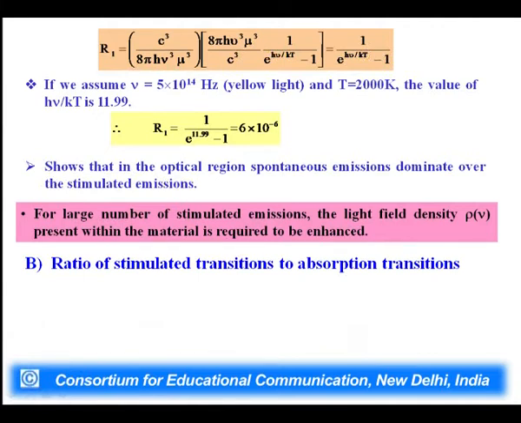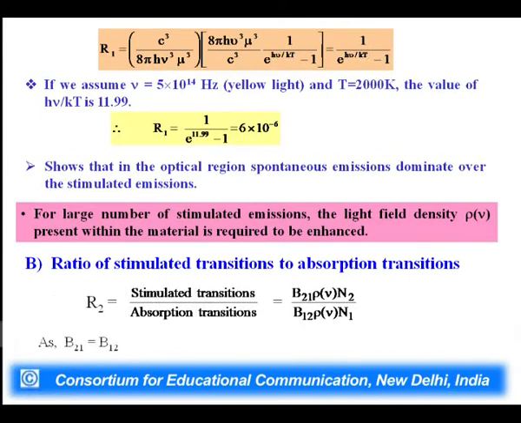Hence, the ratio of the stimulated transition to the absorption transition is defined by R2. Here we define the stimulated transition divided by the absorption transition by the equation B21 rho nu N2 divided by B12 rho nu N1. N1 and N2 are the populations of the two states. As we know, B21 is equal to B12, so we can write R2 is equal to N2 by N1, which means the ratio of stimulated transition to absorption transition is the ratio of the populations of the two states.